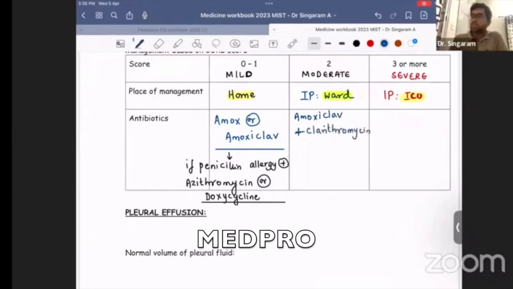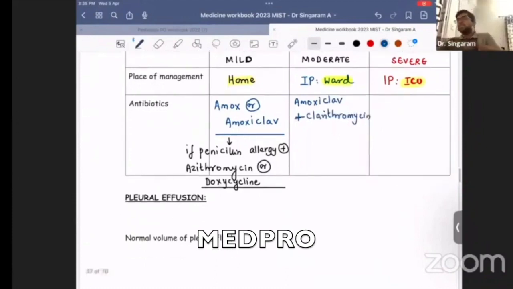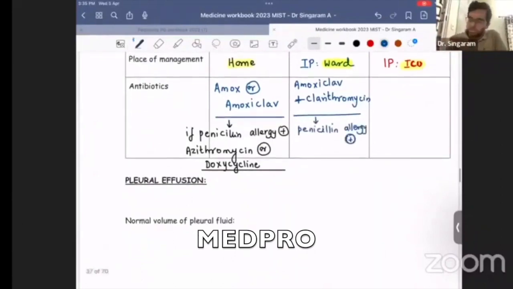Please make a note of this. We have to use a combination, right? Amoxicillin clavulanic acid plus clarithromycin. Only thing is, if the patient is penicillin allergy positive, instead of amoxicillin clavulanic acid, what can you do? You can use doxycycline or levofloxacin. That is the recommendation. If the patient is allergic to penicillin, instead of amoxiclav, you can give doxycycline or levofloxacin. Are you able to follow this, right? Then the last one.